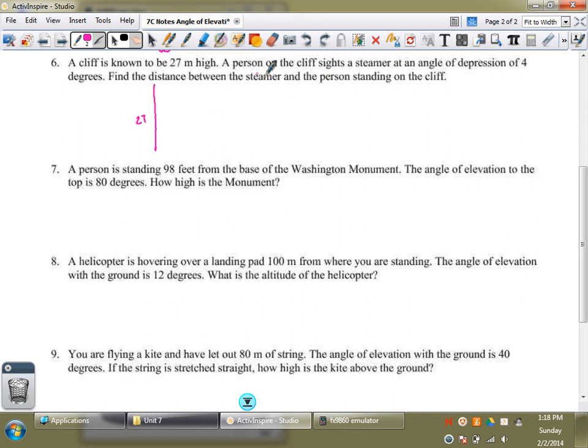A person on the cliff sights a steamer. So we got a person up here. All right, so there's this person who evidently has 4 arms. Sights a steamer, like a steamboat. So let's draw a steamboat.